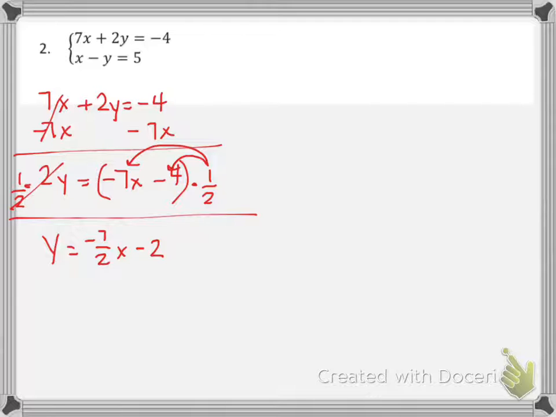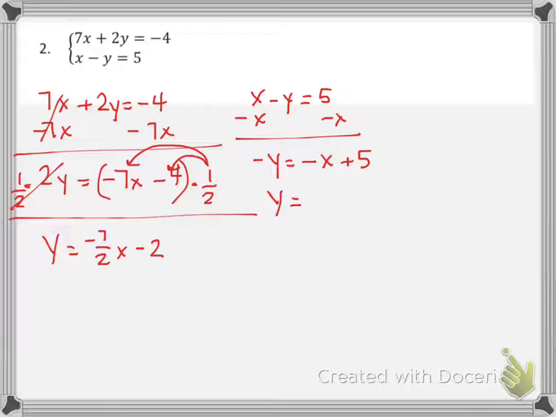And then let's do the other one. The other one is x minus y equals 5, and I want to subtract x from both sides. I get a negative y is equal to a negative x plus 5. And then I know that the opposite of y is y, and that will equal the opposite of my expression. That's a positive x and a negative 5. So y equals x minus 5.